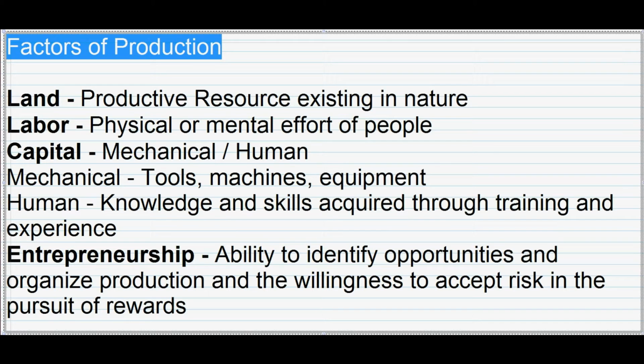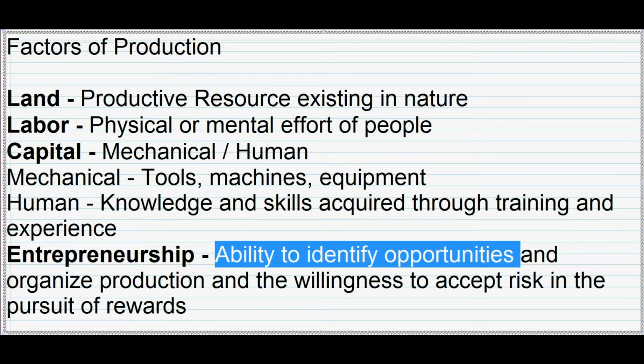Entrepreneurship. The ability to identify opportunities and organize production, and the willingness to accept risk in the pursuit of rewards. Whoa, whoa, whoa. That's a lot to take in, huh? Let's break it down. Ability to identify opportunities. First of all, what's an entrepreneur? An entrepreneur is someone who starts a new business knowing that it might fail or might succeed. So the new business he starts is going to be an opportunity. So he identifies that opportunity like this.